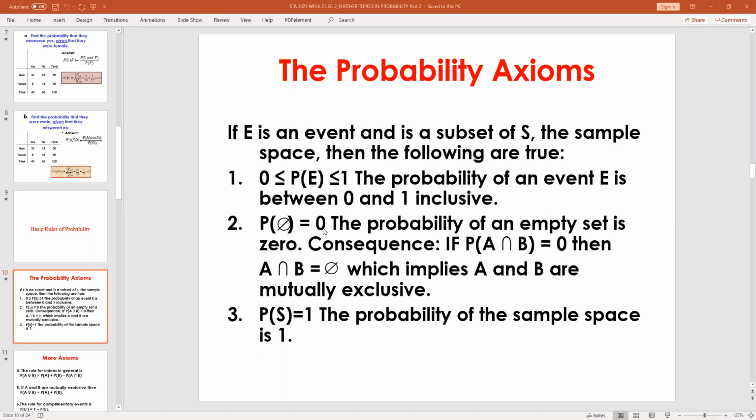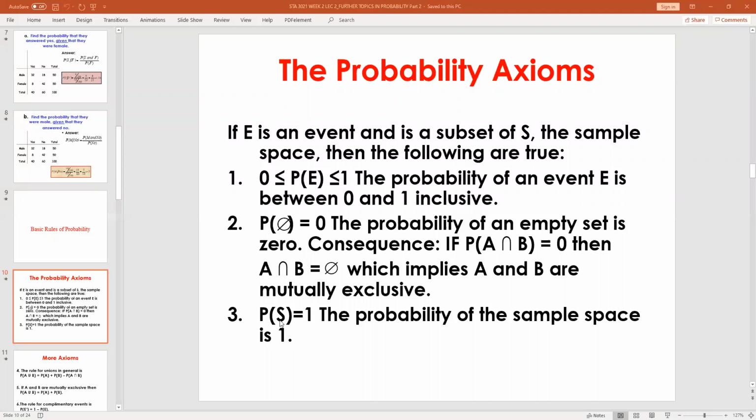Now when you take a look at number 3, if I have a sample space, which is a collection of possibilities, the probability of the sample space is going to be 1. Why is it 1? Because that's a sure event. At least one of the events in the sample space is going to occur. That is the reason why the probability of a sample space is equal to 1.